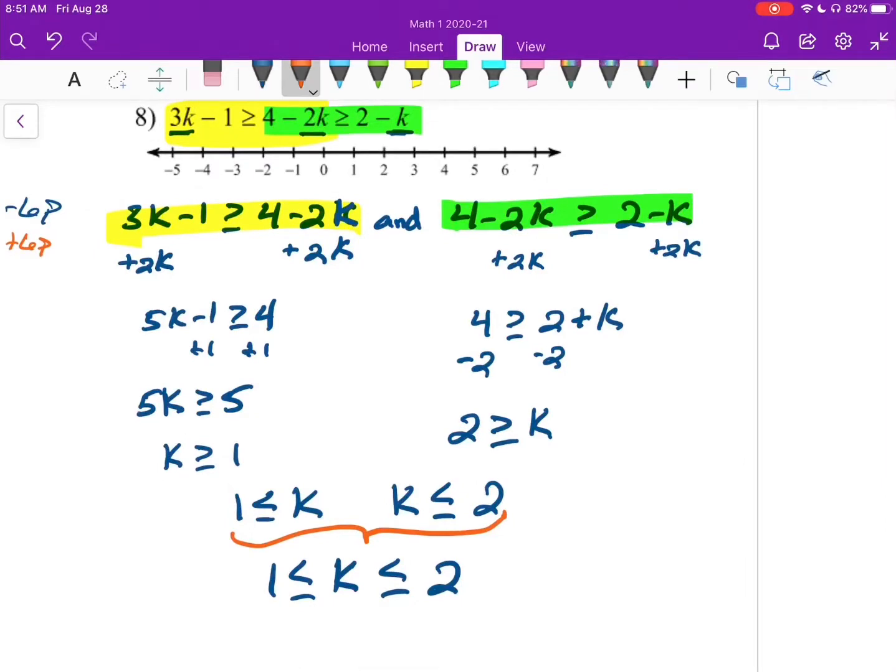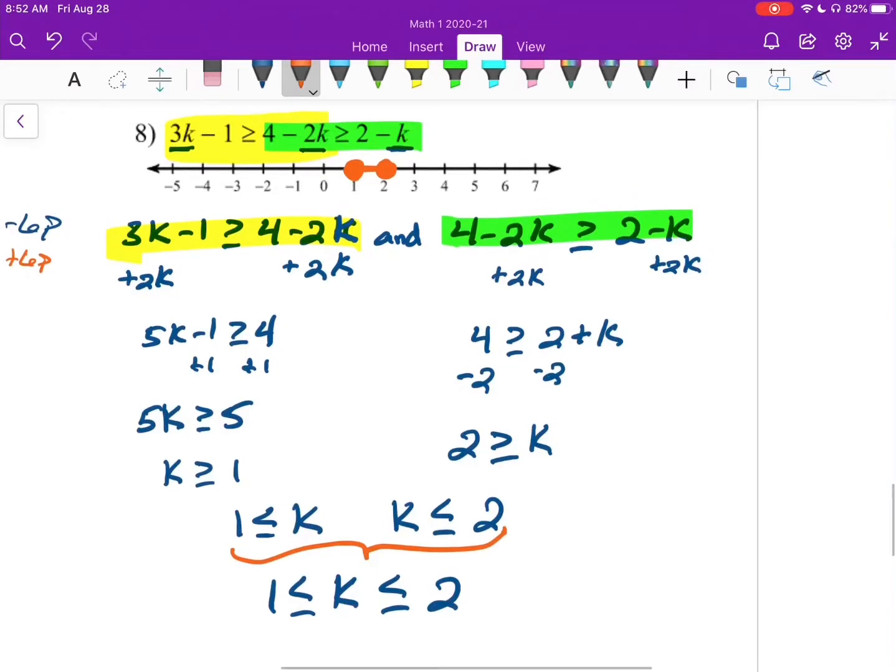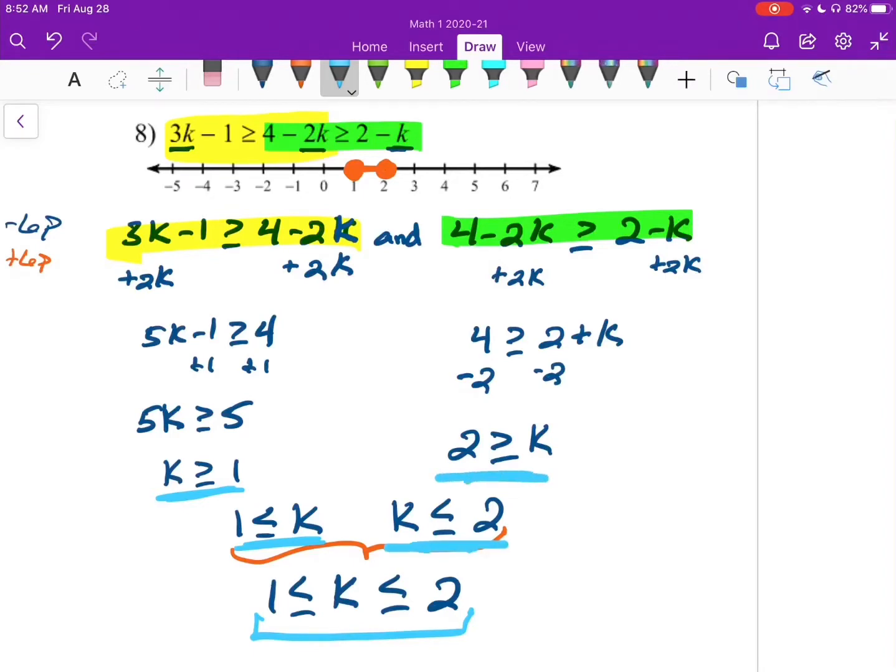So you got 1 over here. We have a solid dot on 1. We've got a solid dot on 2, and we shade the middle. All right, let's talk about this just a little bit more. This guy and this guy are the exact same thing. I just flipped them over, right? At the end, I wanted to get my k's in the middle so that I could rewrite it as one guy, okay? This guy and this guy are the same. I just flipped it. So hopefully this makes sense.